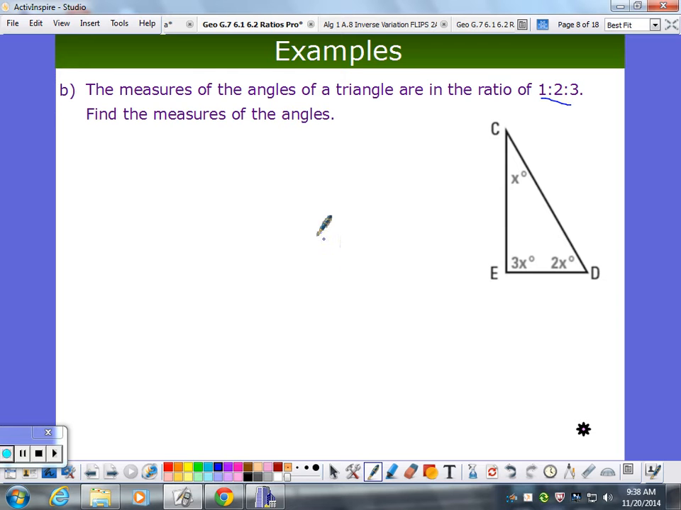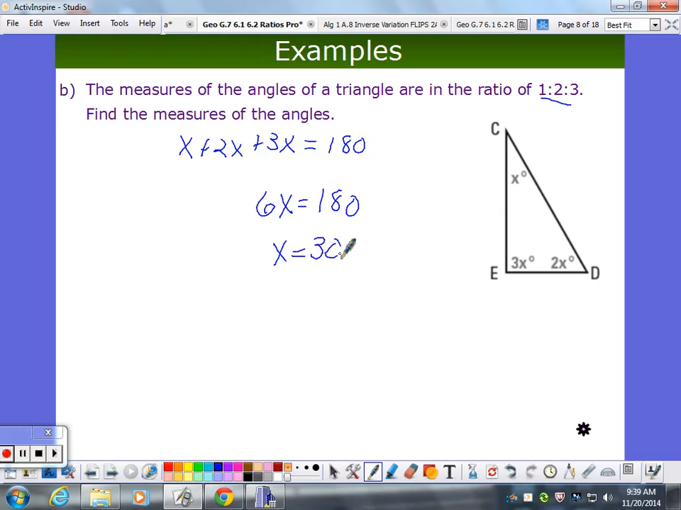How will I find the measure of these angles? How do I do this, Joseph? Yes. Triangle sum theorem says if you add up all the angles, you're going to get 180 degrees. So let's add them up. 1x plus 2x, 3 more x's, 6x's, and that's going to be 180. Divide both sides by 6.